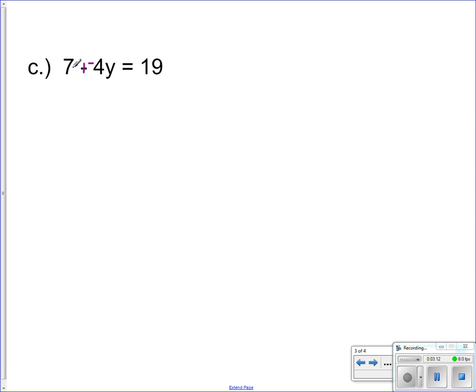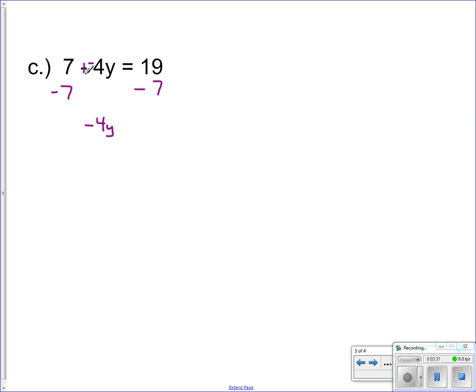The first thing I'm going to do is get rid of the adding and subtracting, which is the 7 here. I want to get rid of the 7, which is a constant, first. So I'm going to subtract 7 from this side, and I'm going to subtract 7 from that side. That's going to give me 0 plus negative 4y, which is negative 4y.